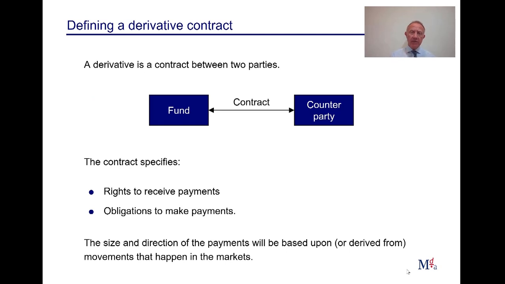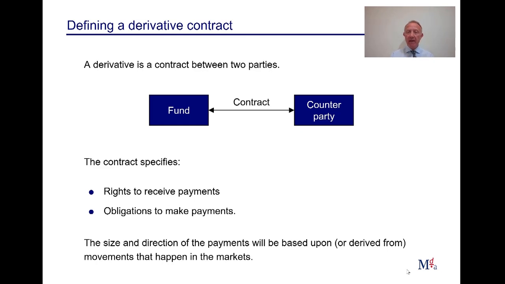So a derivative is a contract. It's a legally binding agreement between two parties. One of those parties will be the fund, and the other party, what we call the counterparty, will either be a bank like Goldman Sachs or JP Morgan, or it will be a clearinghouse. And the contracts talk about payments. The vast majority of the time, those are cash payments. So we either have the right to receive a payment or we have an obligation to make a payment.